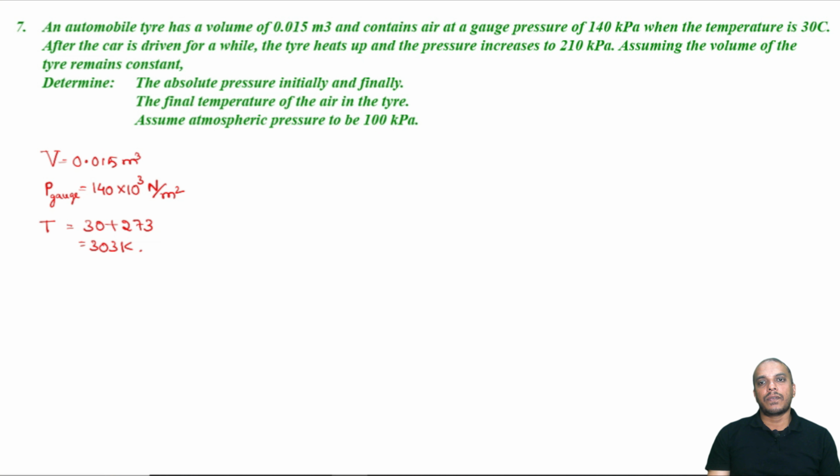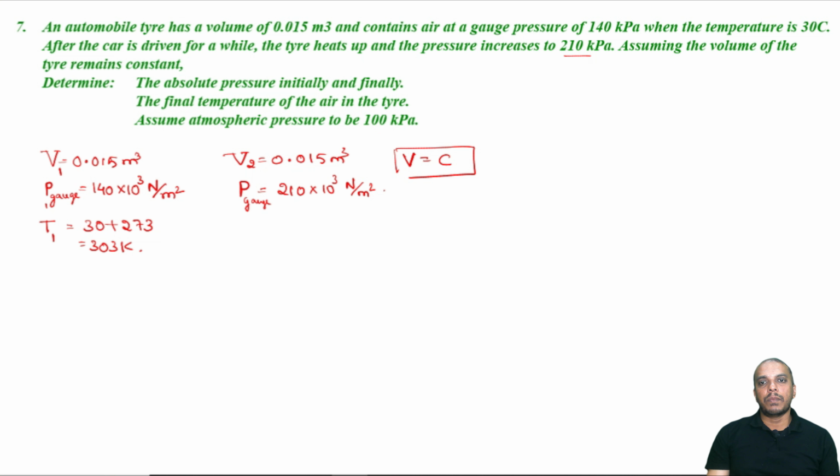After the car is driven for a while, the tire heats up and the pressure increases. So these are all initial pressures, initial volumes and initial temperatures. After the car is driven for a while, the tire heats up and pressure increases to 210 kilopascal. Now again, this is also gauge pressure. He has not mentioned it, but since the first pressure is given as gauge pressure, this is also gauge pressure. Assuming the volume of the tire remains constant, V2 is the same, V1 is equal to V2, 0.015 meter cube. So volume is constant, very important.